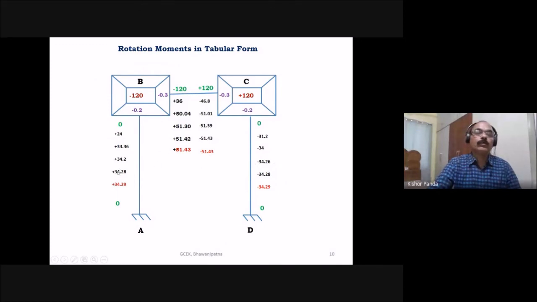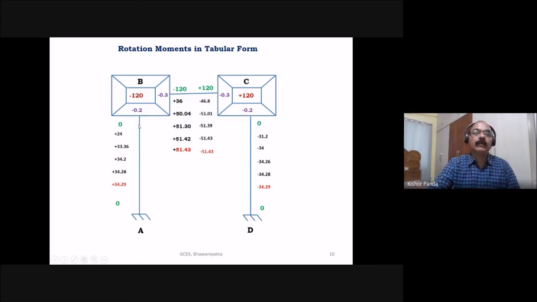Again you go for the fourth cycle. In the fourth cycle, this is the value: 34.28 for M dash BA, M dash BC is 51.42, M dash CB is minus 51.43 and M dash CD is minus 34.28. Then you compare these two. In the third cycle you got 34.2 and in the fourth cycle 34.28, and here 51.30, 51.42, and minus 51.39, minus 51.43, and here minus 34.26, minus 34.28. So there is some little difference.